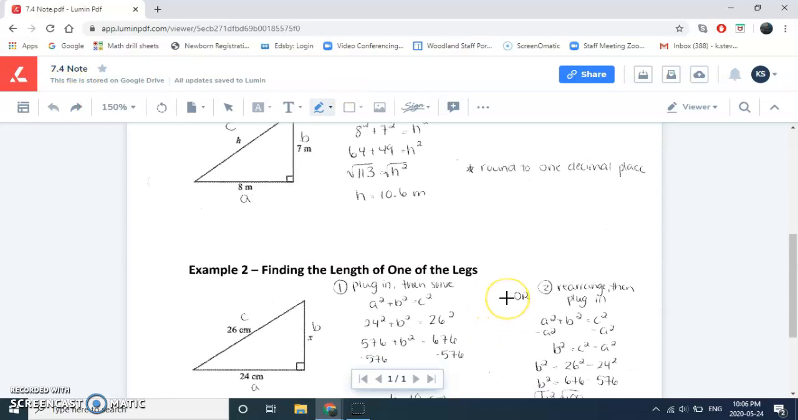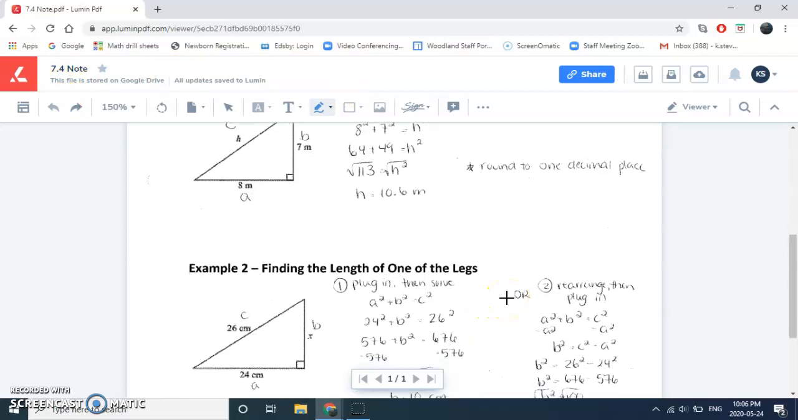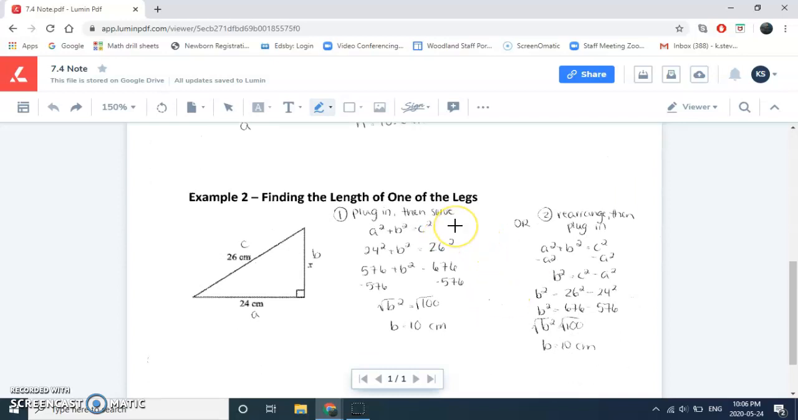So, finding the length of one of the legs. Now we're going to go opposite, so now we know different information. Again, we're going to plug in and then solve. There are two different ways that we can do this. First, we can plug it in and then solve. So a squared plus b squared equals c squared. We're starting with our formula. A equals 24 centimeters, so 24 squared equals 576. We don't know what b is, so we're going to keep it as b. And c is 26 centimeters long, so we're going to plug that in. So 26 squared, that's 26 times 26, gives us 676.